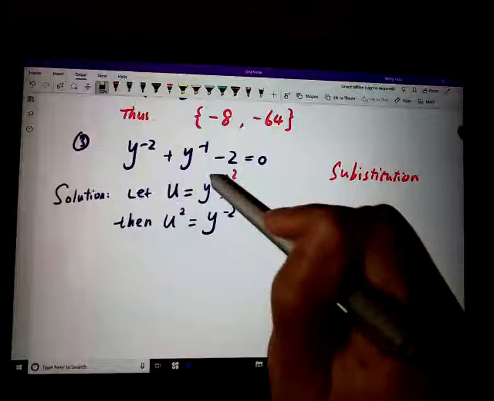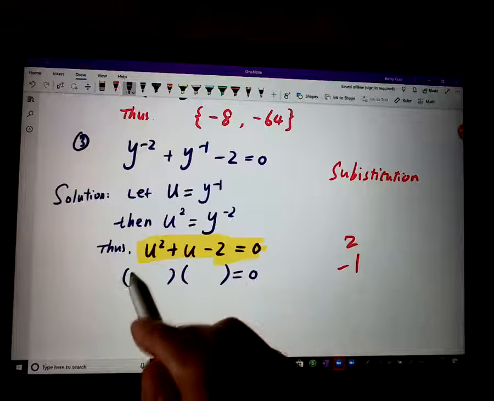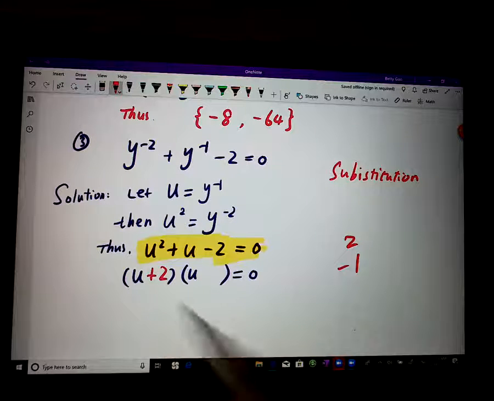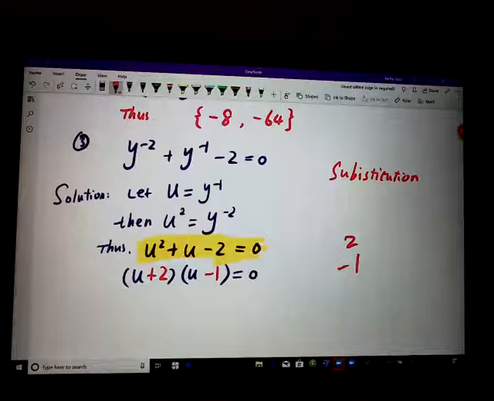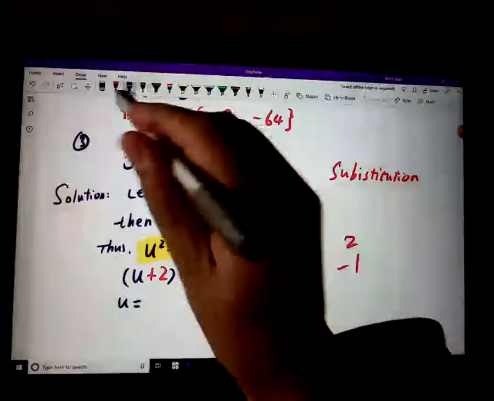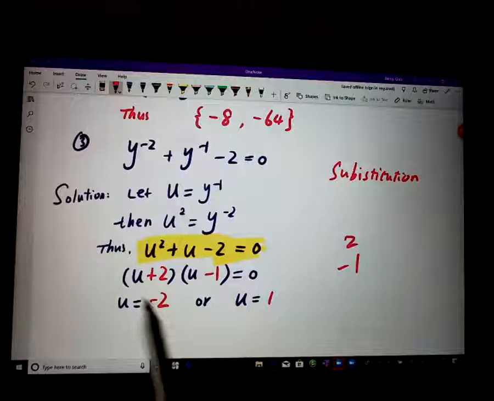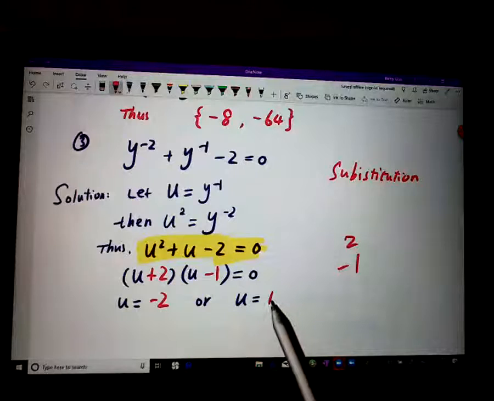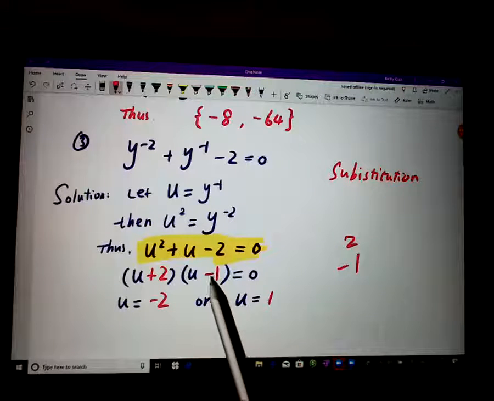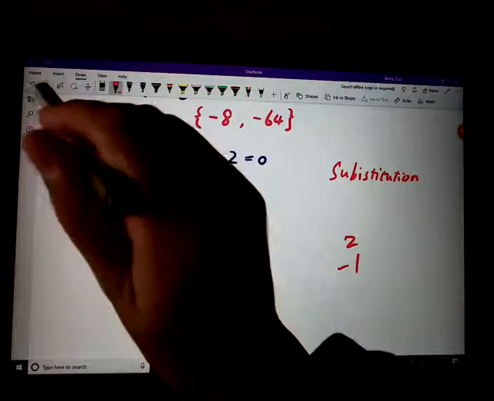So now let's rewrite the equation. The original equation is in y. When we see y to the power of -2, that is u squared, and y to the power of -1 is u. The left-hand side is u squared plus u minus 2. The two numbers we were looking for multiply to -2 and add up to +1. Either -2 or +1, okay? -2 is the opposite of +2. 1 is the opposite of -1.